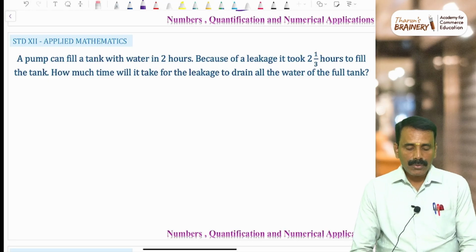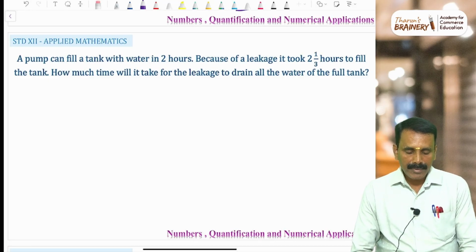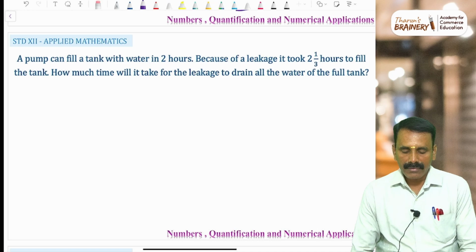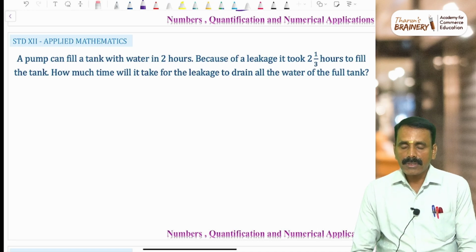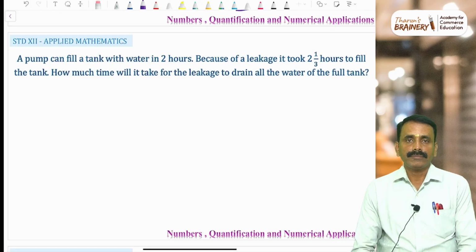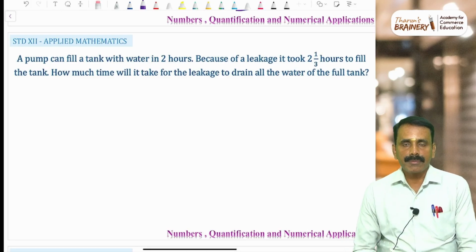Now we are having another question. A pump can fill a tank with water in 2 hours. Because of a leakage, it took 2 1/3 hours to fill the tank. How much time will it take for the leakage to drain all the water of the full tank? It is similar to the previous problem.